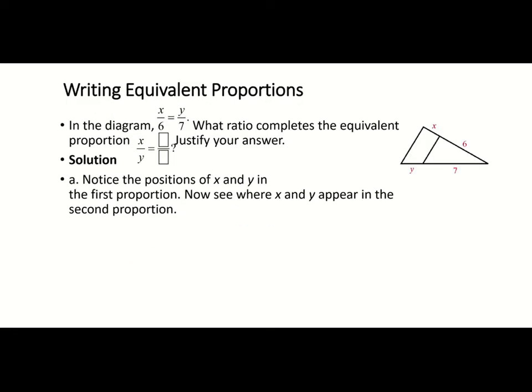All right, so here we're starting off with x over 6 equals y over 7. And they want to know what ratio completes the equivalent proportion. Here our proportion starts off with x over y. If I notice, my y was up here, and then it moved over to where the 6 is. So to make this equivalent, I'm going to put my 6 up there and then keep the 7. So they switched the means to make it an equivalent proportion.